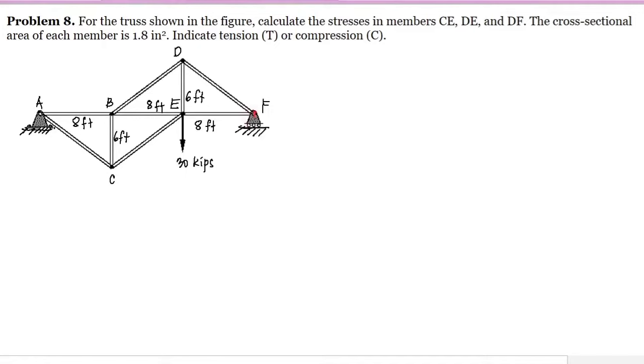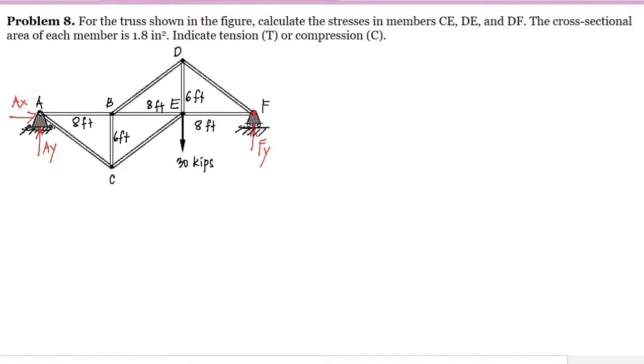So since here at point F we have a roller, we have one reaction and it is perpendicular to the point of contact. So we have here the reaction Fy. And here at the support A, since we have a hinge support, we have two reactions. One is vertical, that is Ay, and the other one is horizontal, which is Ax.